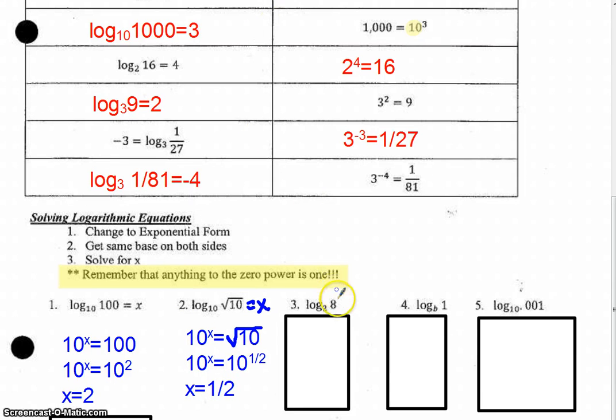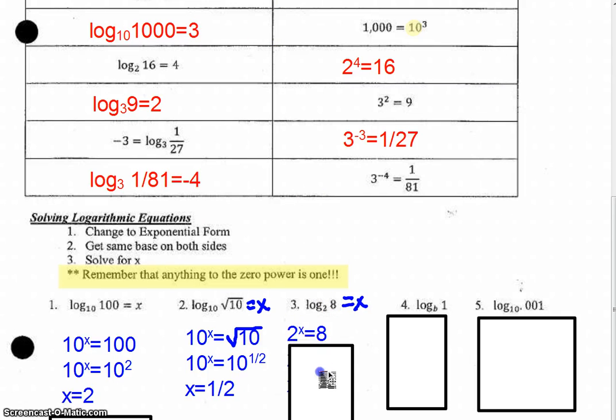Log base 2 of 8, if it helps you, put equals x. You will rewrite this. 2 to the x is equal to 8. 2 to what power is 8? And it's 3. If you can just tell without showing this, I'm okay with it. But you've got to give me a little bit of work.